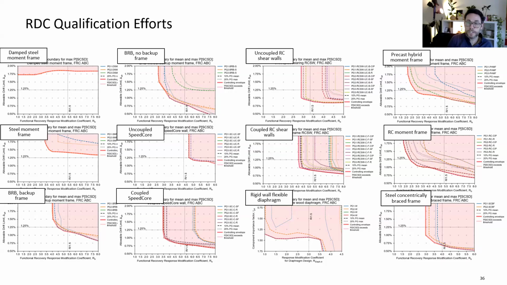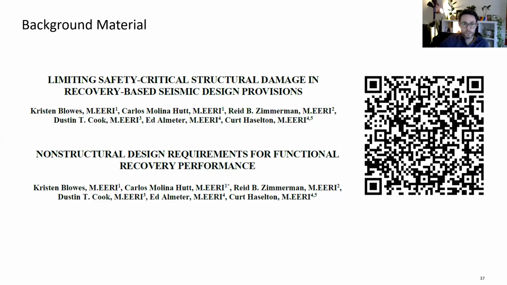And I did allude to a peer review team earlier. In our case, we had a great peer review team composed of Greg Deierlein, who's a professor at Stanford, Abbie Liel, who's a professor at the University of Colorado Boulder, and Bob Pekelnicki, who's an engineer at Degenkolb. They really dove into all the details and tried to ensure that as we were presenting the results and making design recommendations, we were adhering to this new qualification procedure in Appendix A of the 2026 NEHRP provisions.